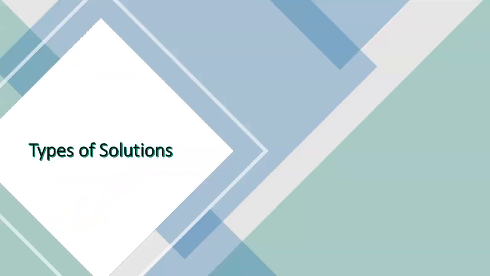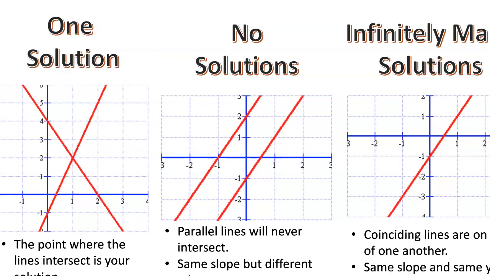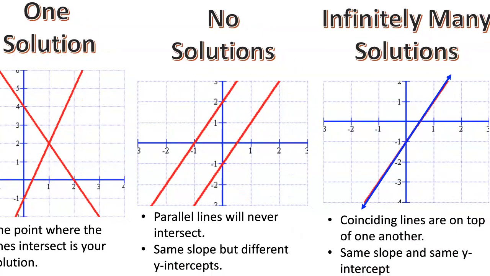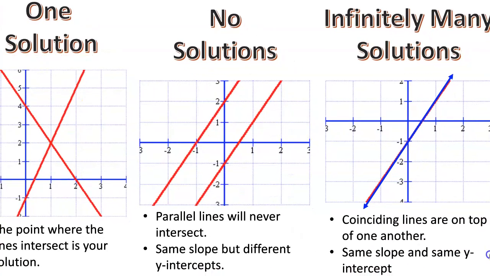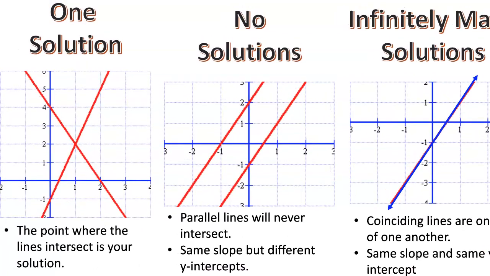So the next thing we're going to review is the types of solutions. Again, you looked at these last year as 8th graders. These are the different types of solutions you should have learned about last year. Let me just adjust my screen so you can see everything here. The first type of solution is one solution, and this is the point where the lines intersect. So when we look at these two lines, this is the point of intersection right here. So my solution is 1, 2.